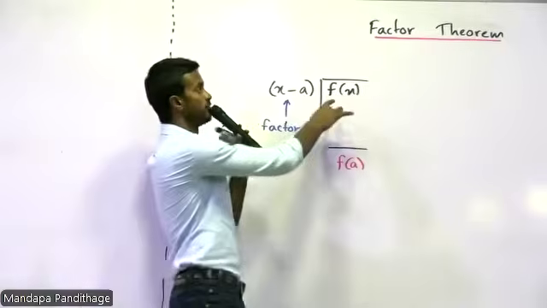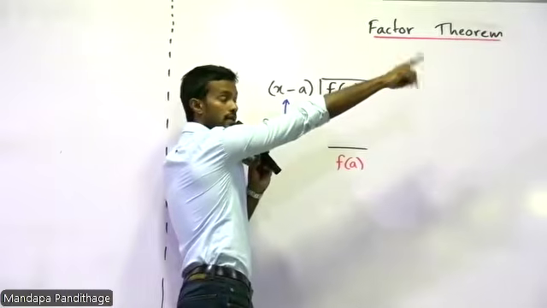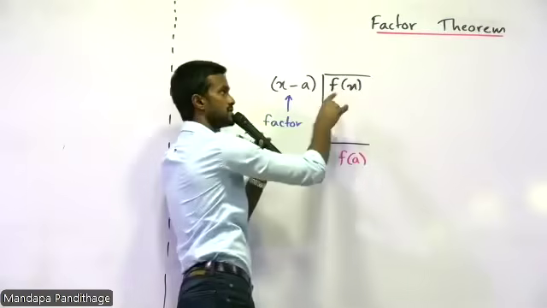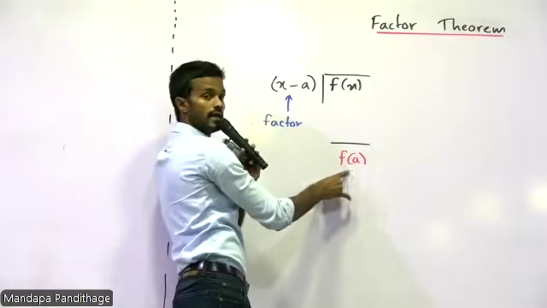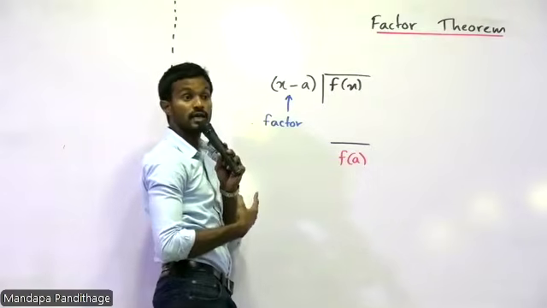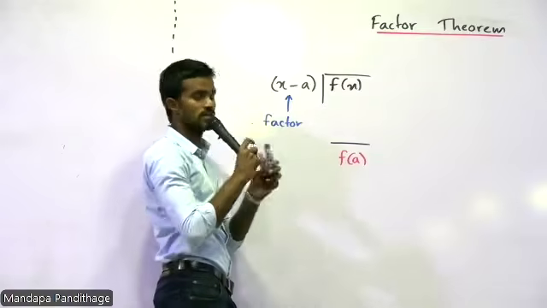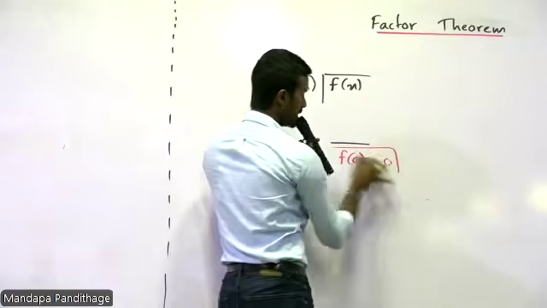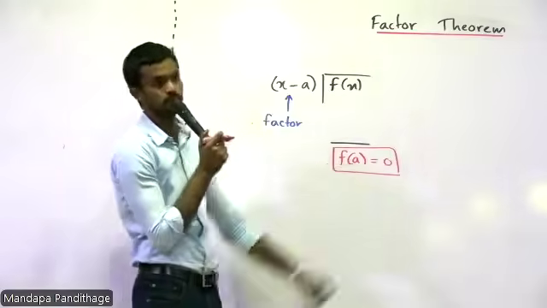if we divide f(x) by x minus a, we know the remainder should be 0. But on the other hand, the remainder theorem says when f(x) is divided by x minus a, the remainder is f(a). So when I combine these two, what can you say about f(a)? f(a) is equal to 0. So this is what we consider as the factor theorem. If x minus a is a factor of f(x), then f(a) is equal to 0.